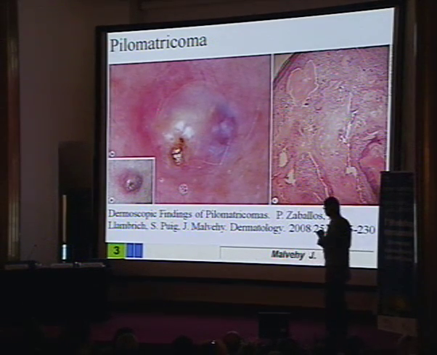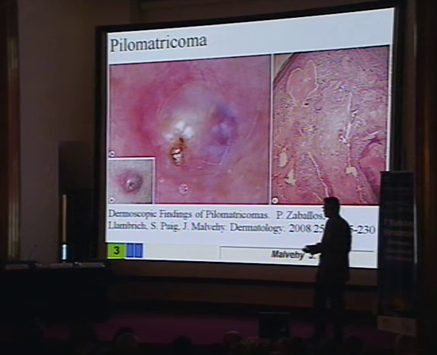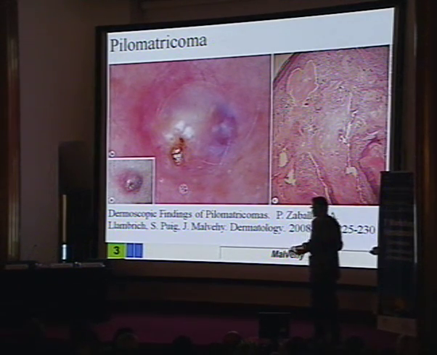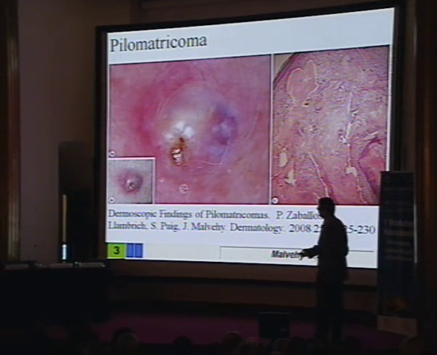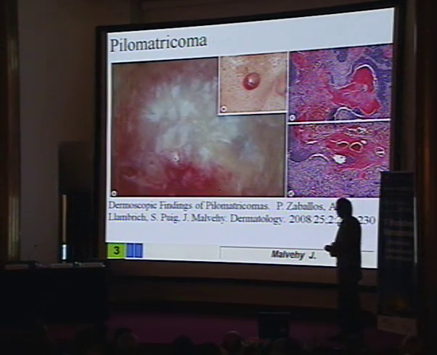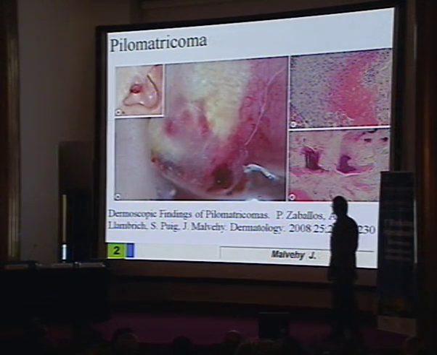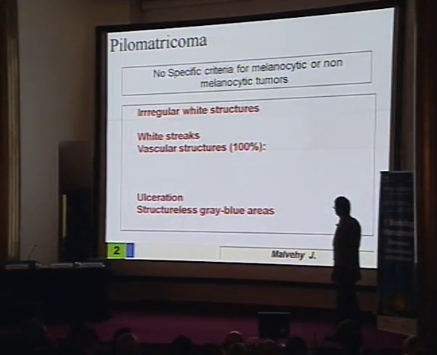pilomatricoma is exhibiting these white structures due to the calcification. And by dermoscopy, they are nicely seen. Of course, in addition to this, you have this pattern that is not very specific at all, and ulceration is very frequent. This is the description of pilomatricomas that we could do. And this is what I recommend to visit in this paper with these whitish structures that are really particular in our view, in pilomatricoma. This is the description.